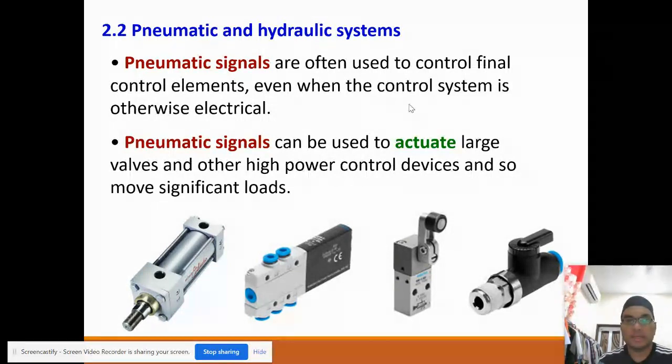Each actuator has its own range and requirements. If we compare, hydraulic is more powerful, because pneumatic uses air and hydraulic uses oil, so hydraulic transfers more power compared to pneumatic. But pneumatic can still move some kinds of devices to do a counter measurement.